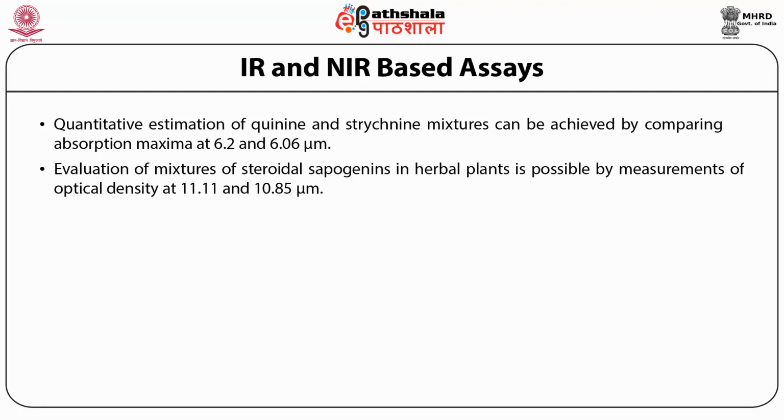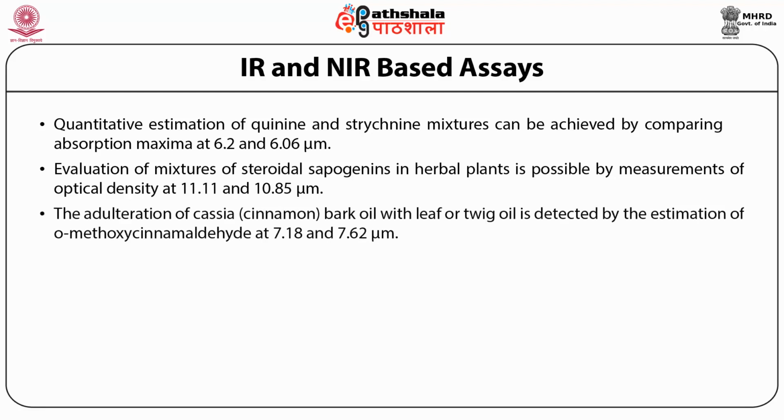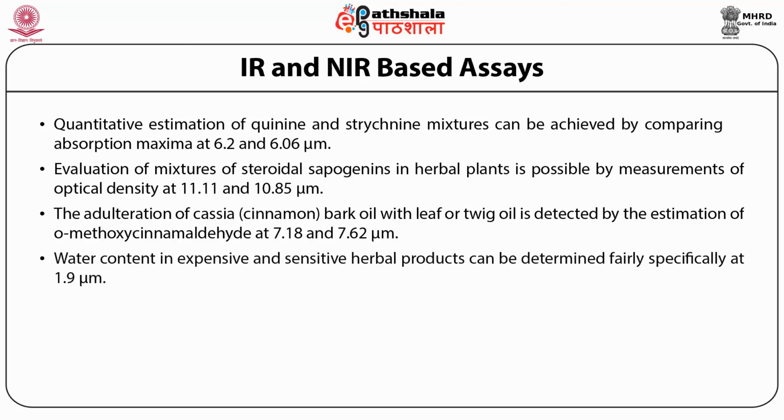The next example listed at number 3 is the determination of adulteration of cassia oil with leaf or twig oil, which can be detected by the estimation of orthomethoxycinnamaldehyde at 7.18 and 7.62 micrometers. IR is also very significant for the determination of moisture, as shown in figure 4. Water content in expensive and sensitive herbal products can be determined fairly specifically using IR at 1.9 micrometers.